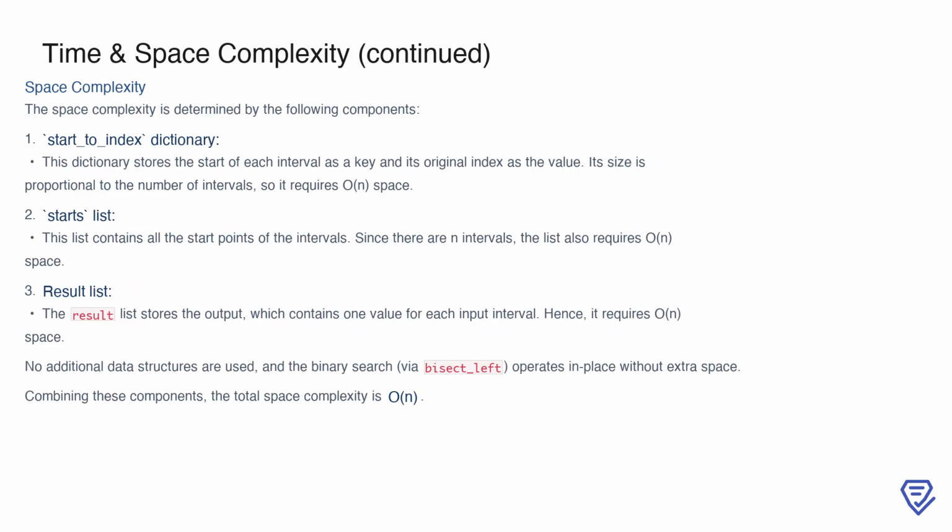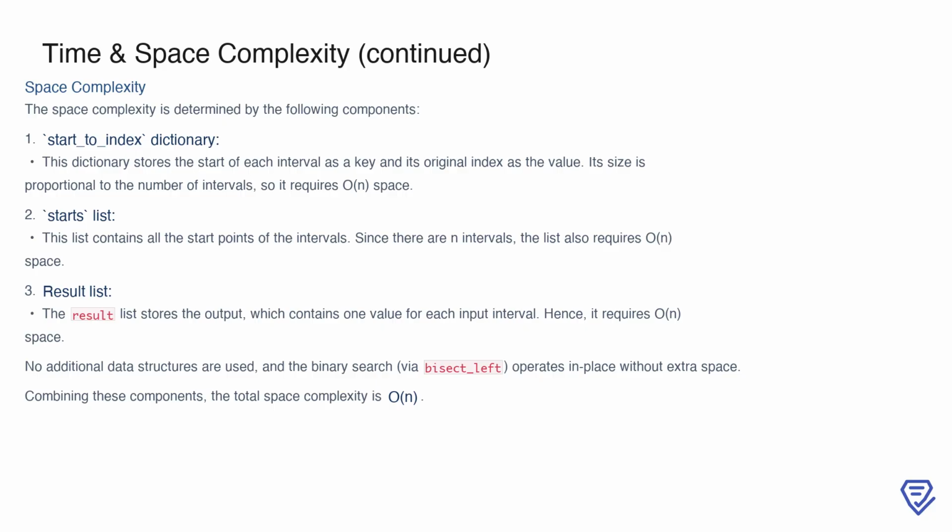Now let's look at the space complexity of the solution. The first major component is the start_to_index dictionary, which maps the start of each interval to its original index. Since the dictionary contains one entry per interval, it consumes O(n) space. The next component is the starts list, which stores all the start points of the intervals. With n intervals, this list also requires O(n) space.